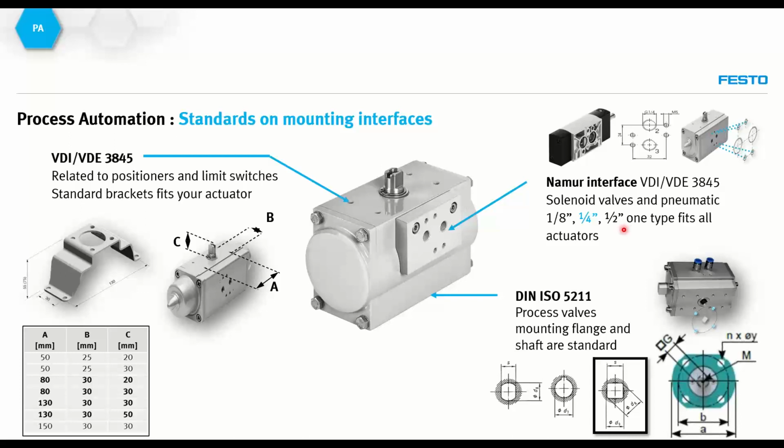Moving on to the interface where we need to add a control element, the VDI/VDE interface, 3845. By knowing the dimensions of this interface, we have standard brackets to fit our actuators. So mainly these are the three things to look into while selecting my actuator when it comes to the ISO standards.